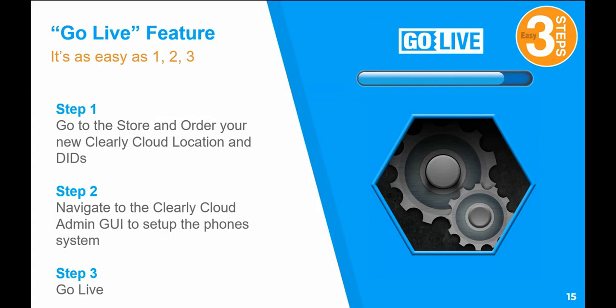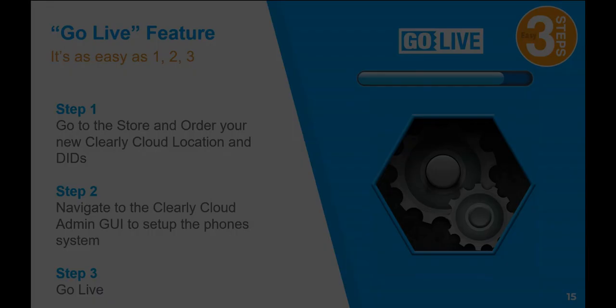Simply go to the ClearlyIP store and order a new Clearly Cloud location along with your phone numbers. Organize your devices and endpoints through the admin GUI, then go live. Voila, it is really that quick and simple.